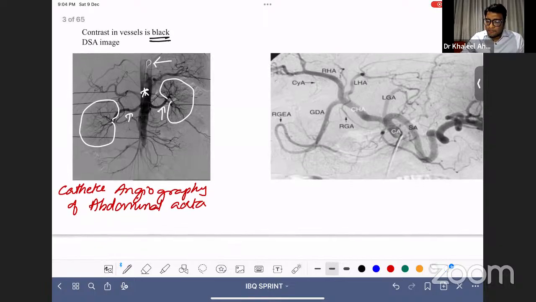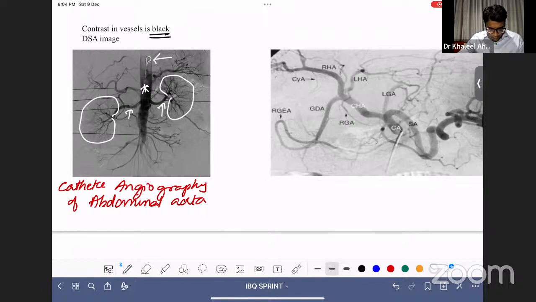What about the second image? What is this vessel, which is more horizontally oriented? You can see it going horizontally. You can see a main trunk and three major vessels coming from it: the common hepatic artery, the left gastric artery, and the splenic artery. This is the digital subtraction angiography of the celiac trunk. You see the three branches coming from the celiac trunk.